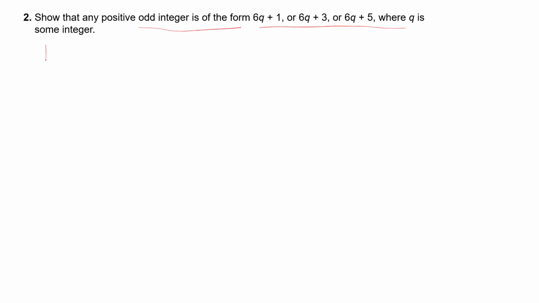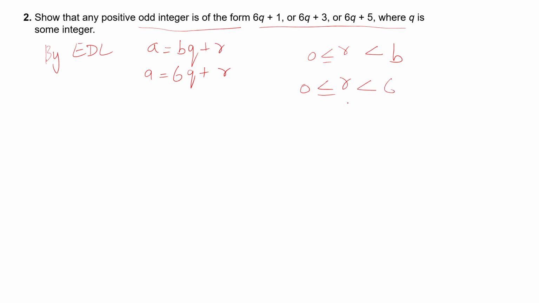What do you have to start with? By Euclid's division lemma. What is Euclid's division lemma? A is equal to BQ plus R. What is B here? 6. As per our question, B is 6. R is always greater than or equal to 0 and less than B. So here, since it is 6, it is less than 6. So what will be the value of R? 0, 1, 2, 3, 4, 5.